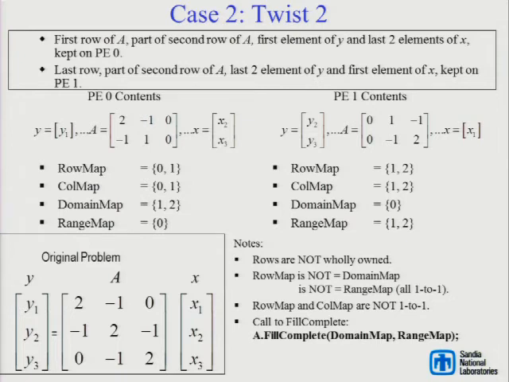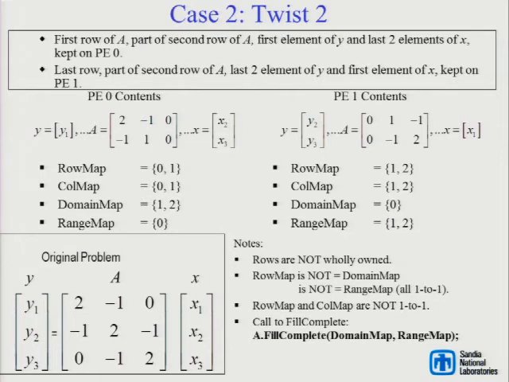So I have a situation where my rows aren't wholly owned, and that should work for you. Row map is not the domain map, is not the range map. Range map and domain map are 1-to-1. Row map is not. Neither is the column map. And again, if I want to do this, I have to specify, here's my domain and range. So those are some of the twists from how we can do matrix things with Petra.